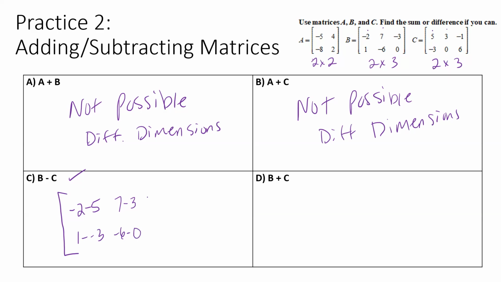And then we have our third column, negative 3 minus negative 1. And then our last element is 0 minus 6. Why did I write this so big? I really don't know. So now I'm going to have to squeeze my answers in.